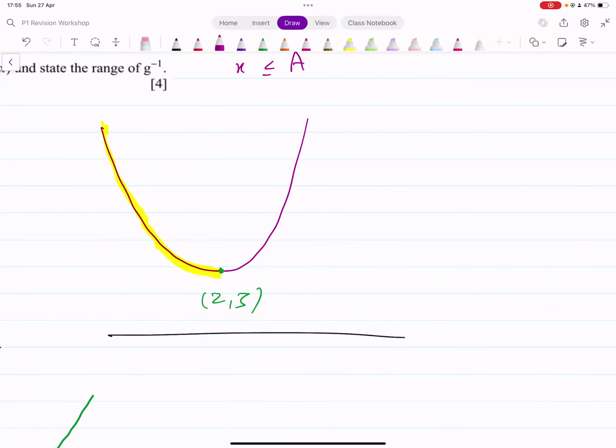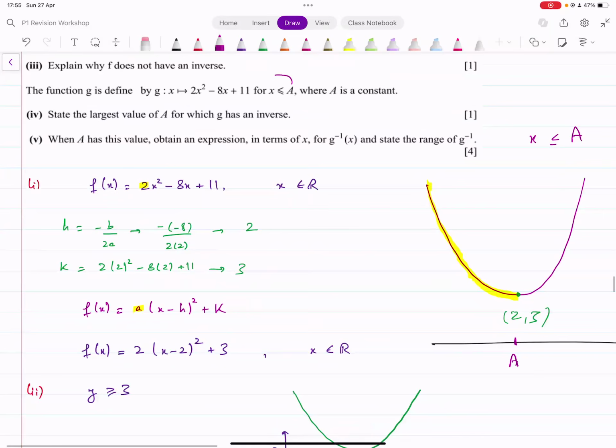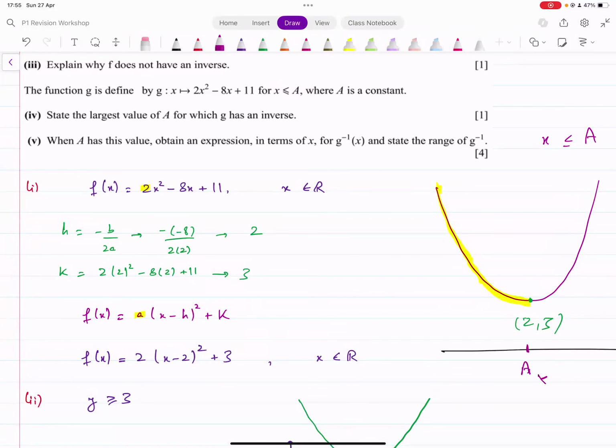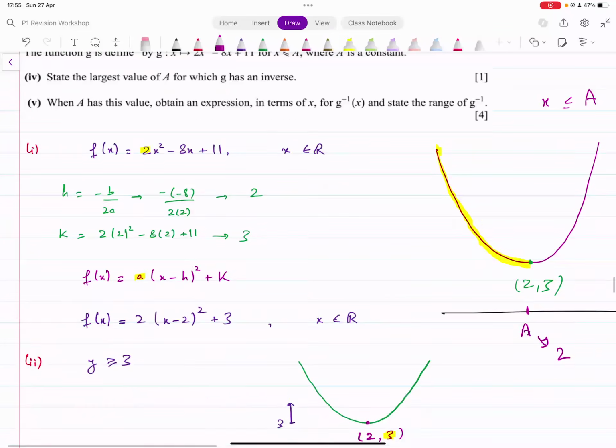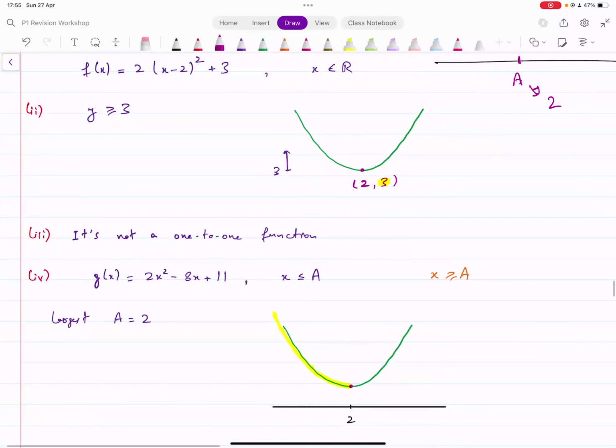So what's the largest possible value of A that we can have? The largest possible value is when we are at the turning point. So what's the value of x at the turning point? That is 2. It was the domain of the function, right? x less than or equal to A. So we say the largest possible value of A here could actually be 2, and that's the result that we write down there. We say the largest A is therefore 2 because that is when this function would still have an inverse. It will be the x coordinate of the turning point.